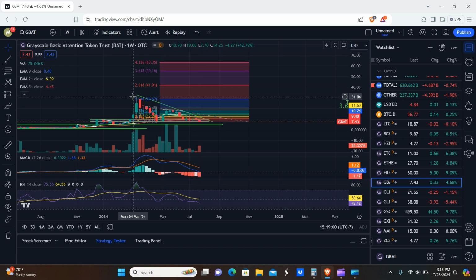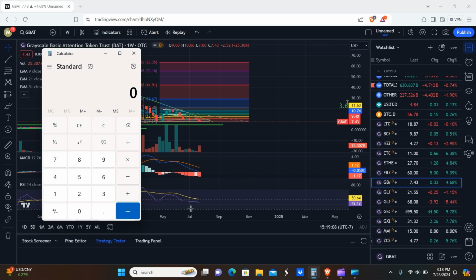So 29, which lines up here with the previous all-time high perfectly. 42, about 55, and then 63 respectively. So 63 divided by the current price, 7.43, you're talking roughly about an 8.5x on this. So that's, in my mind, still a pretty good return. I mean, I would not be upset about that.